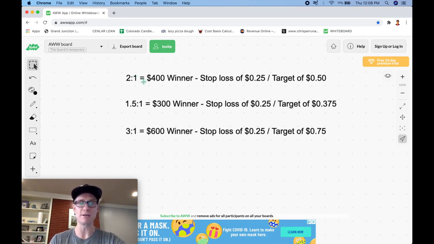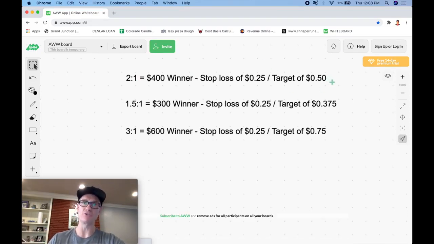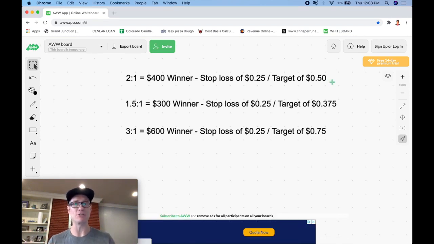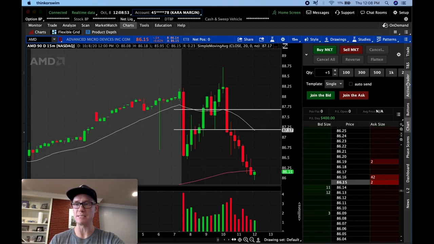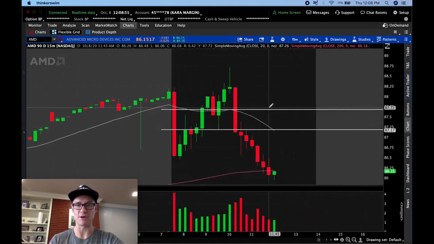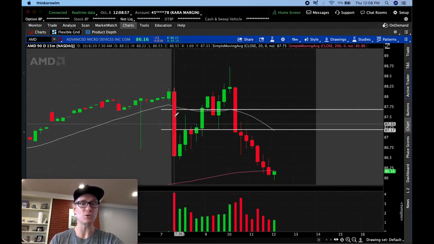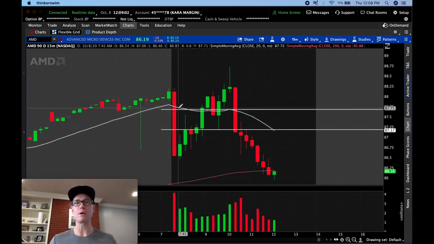So you can see right here today, the 2-to-1 management technique for this trade produced a $400 winner with a stop loss of 25 cents and a target of 50 cents. It did hit that 50-cent target and paid out the 400. That's my style of management. And I can show you that again right here on the platform. You can see exactly where those lines are. And you can see this was just a little bit of the move. This wasn't the whole move. This wasn't even a majority of the move.